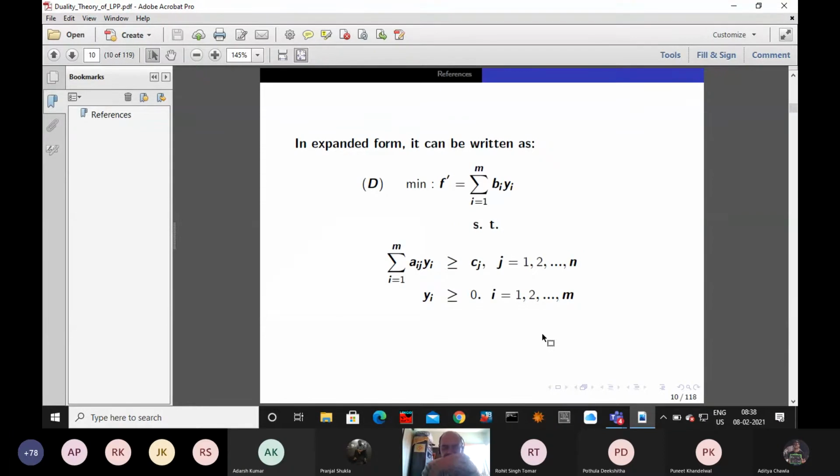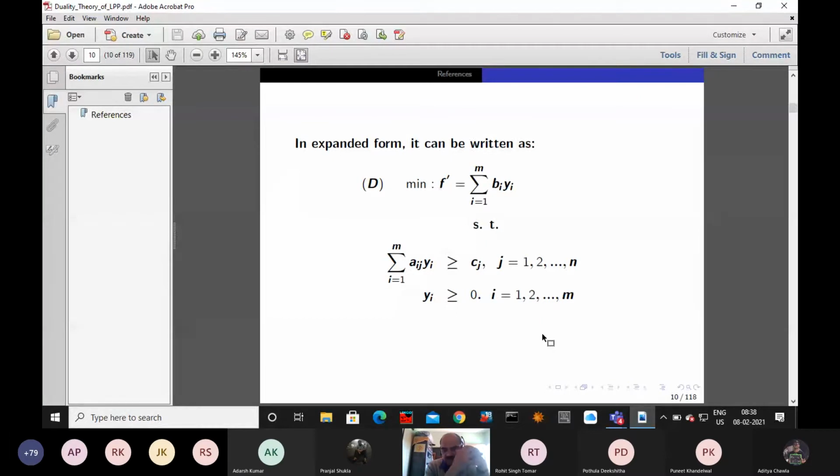If you expand, it will be like this: minimize f dash equal to sum over i from 1 to m of bi yi, subject to sum over i from 1 to m of aij yi greater than or equal to cj, j varies from 1 to n, and yi non-negative, i varies from 1 to m. This is the primal and the dual.